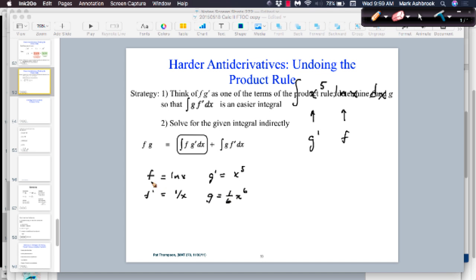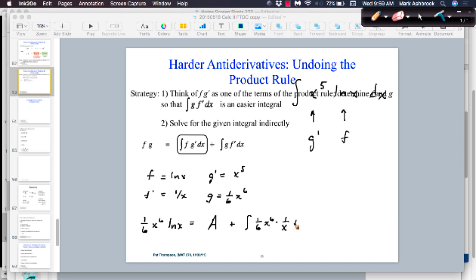Are you doing f times g? Yes. F times g, 1/6 x to the 6th times ln of x. Okay. And then g prime is x to the fifth ln of x. What we're going for, right? And then plus g f prime, so 1/6 x to the 6th times 1 over x.